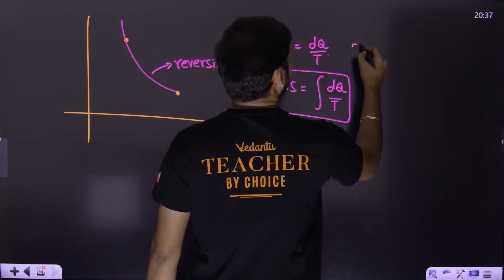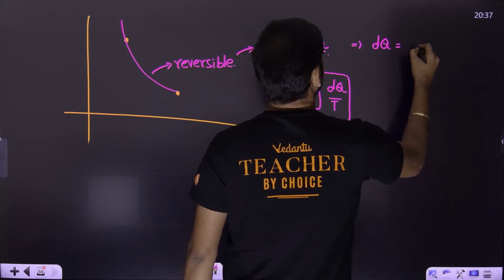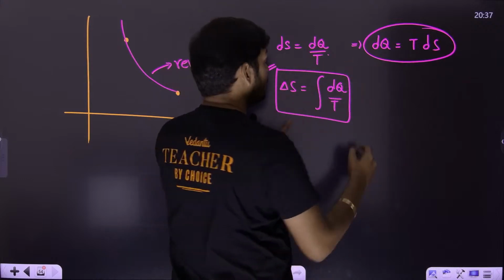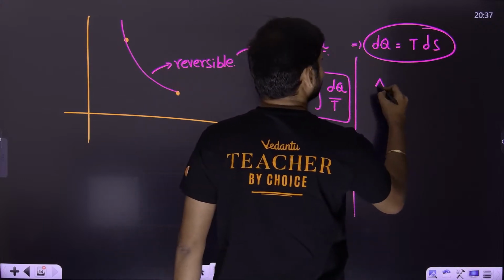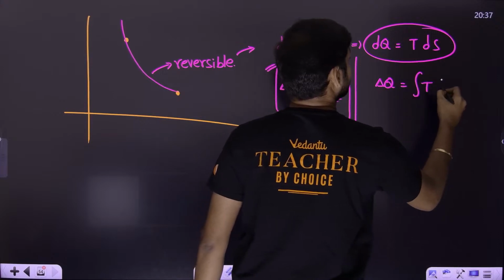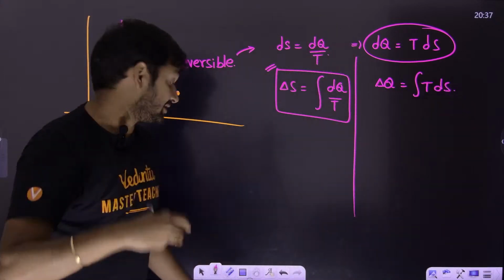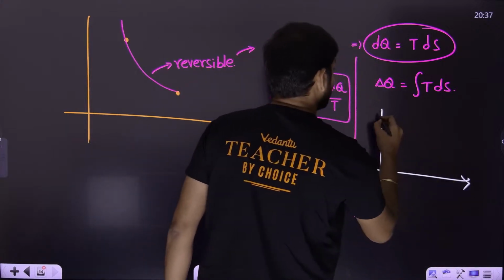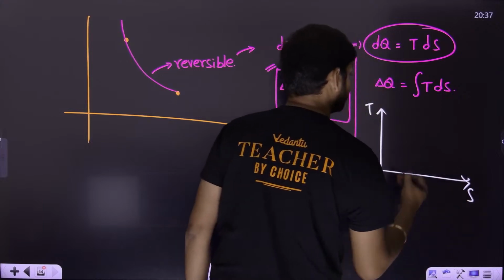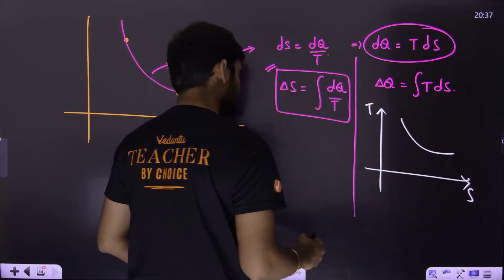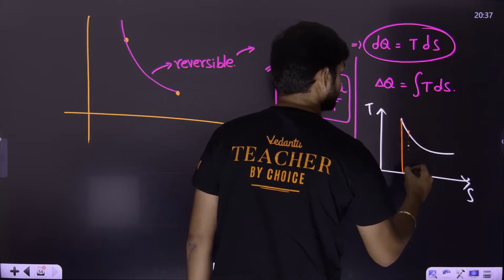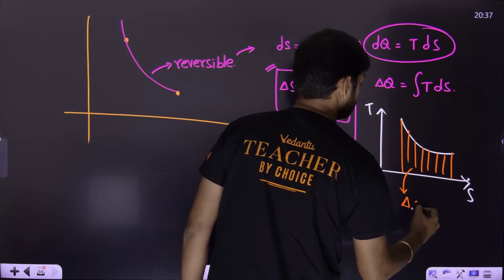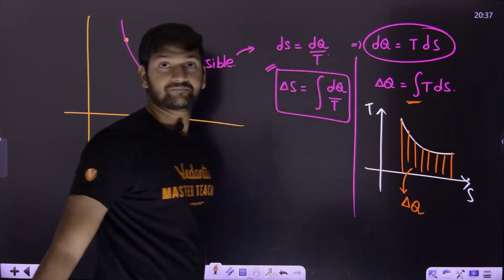And one more thing, man. So what is dq from here? dq is T into dS, right? So if you want delta Q, it will be integral T dS. Yes, you can get some numerical questions where they plot a temperature and entropy graph and ask you to find the heat. Yes, the area under the T-S graph is going to give you heat, because of integration, right?